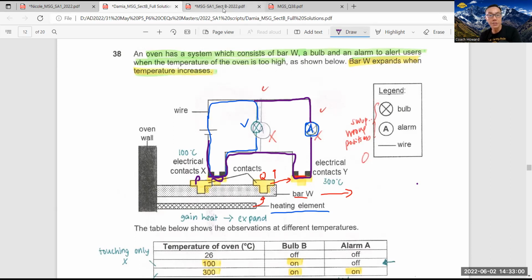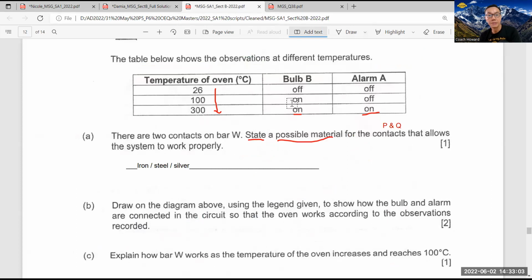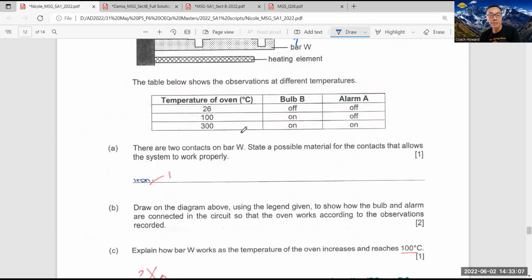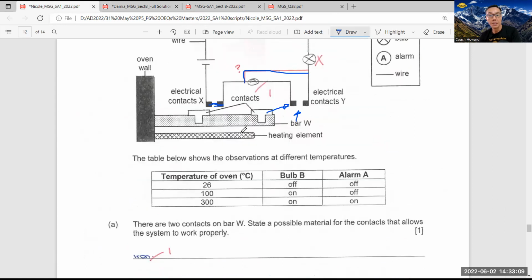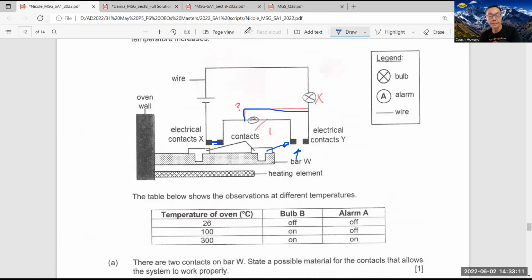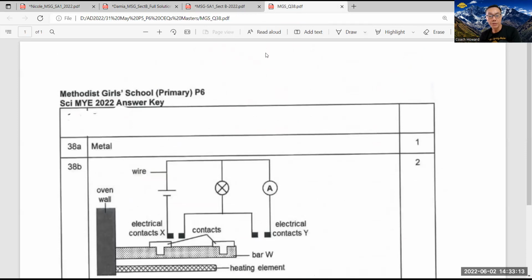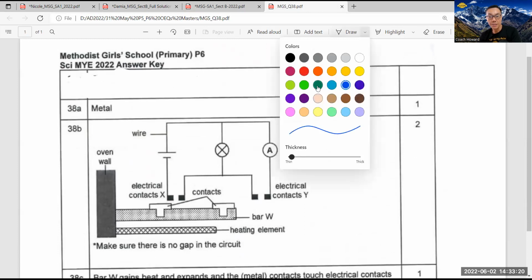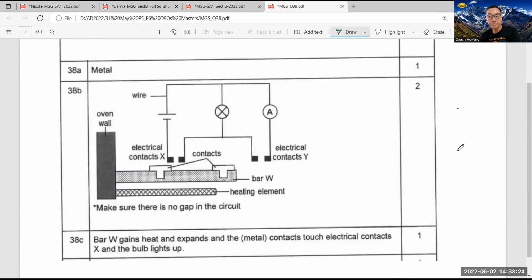Okay, let's see another student's answer. This one is the question. And this student, she didn't get it correct. So we come back to these questions, which the school provided the model answer. Let me just go through it with you to help you understand.